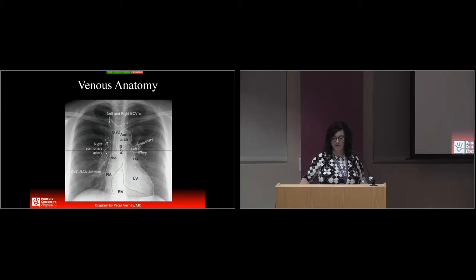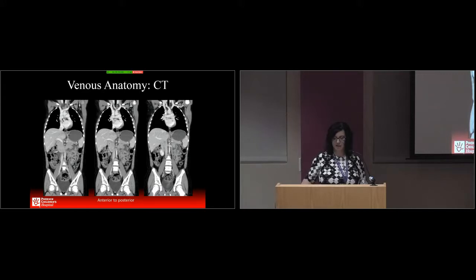So again, the brachiocephalic veins join to form the superior vena cava, and then down into the right atrium. And the right atrial appendage is actually anterior to the superior vena cava, and it extends above what's known as the caval atrial junction. These are coronal images from a CT showing the anatomy, and we're going from anterior to posterior. And what you see here is opacification of the left brachiocephalic vein, the right brachiocephalic vein joining to form the SVC, extending into the right atrium, and then IVC.